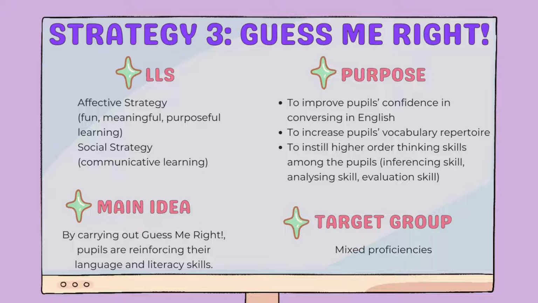The purpose of this activity is to improve pupils' confidence in conversing in English, to increase pupils' vocabulary repertoire, and to instill higher order thinking skills among the pupils, which are inferencing skill, analyzing skill, and evaluation skill. Next is the main idea for this activity. By carrying out Guess Me Right, pupils are reinforcing their language and literacy skills. And lastly, the target group are pupils with mixed proficiencies.